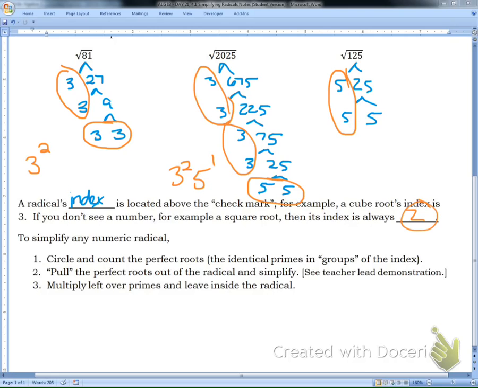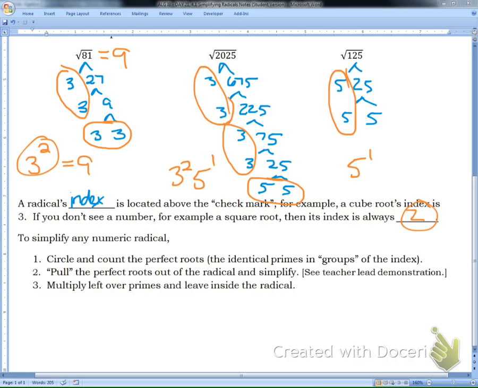In the last example there, I have 1 pair of 5's. Those are going to be pulled out of the radical. You can simplify those. What is 3 to the second power? Well, 3 times 3 equals 9. Because that's the only thing left over, that's the answer. The square root of 81 is equal to 9. So we just proved how you can find the square root of 81.